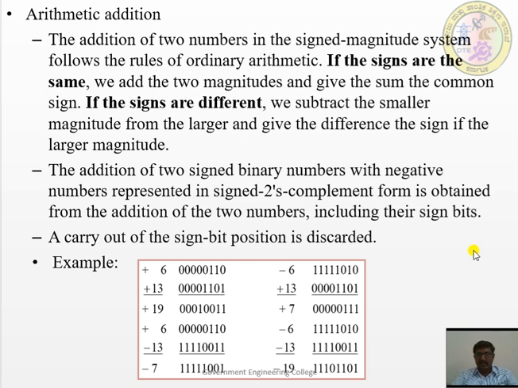This is normal mathematics, but here we will go for the addition process by converting the negative number to a 2's complement number. That is what we are cross checking here. The addition of two signed binary numbers with negative numbers represented in signed 2's complement form is obtained from the addition of the two numbers including their sign bit, and the carry out of the sign bit is discarded.